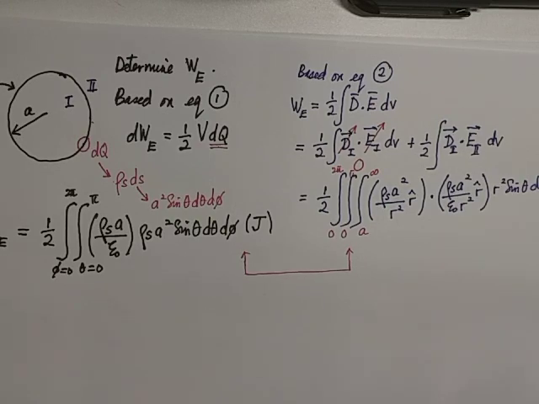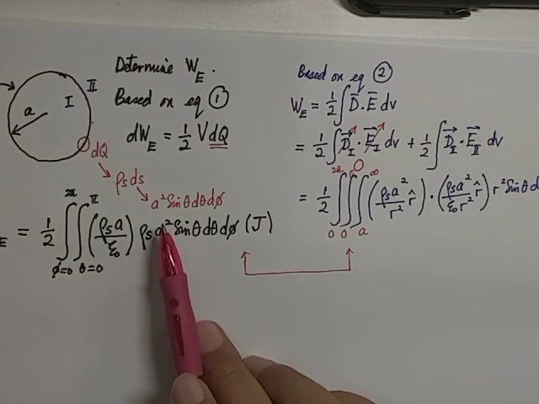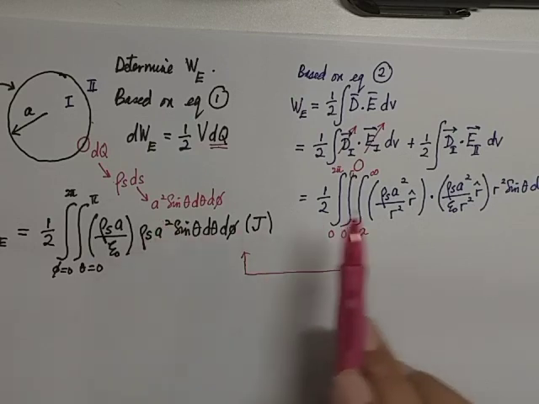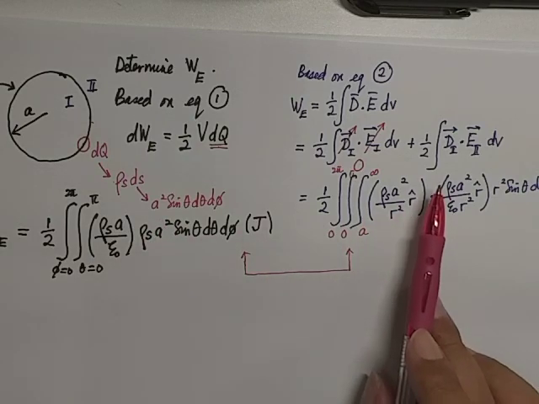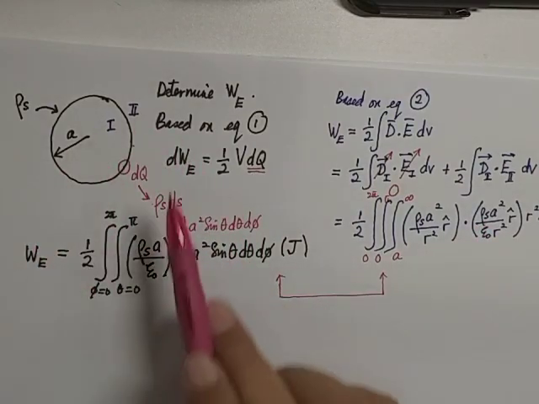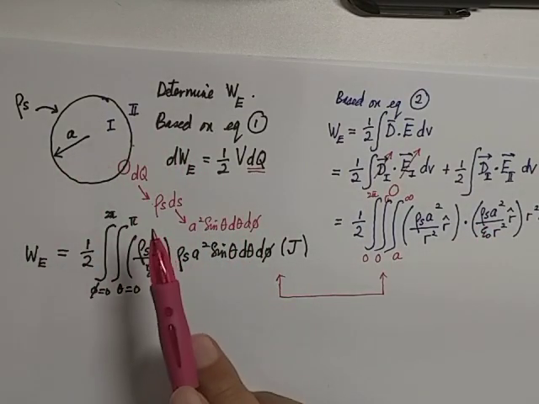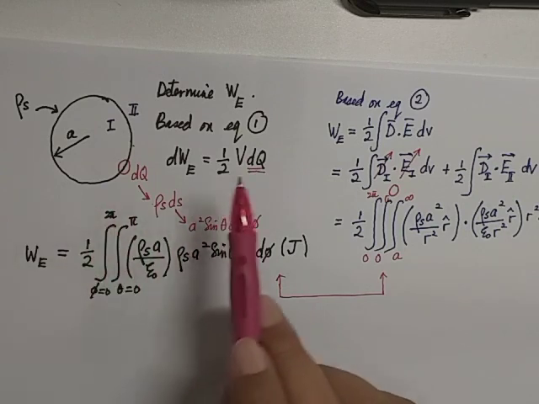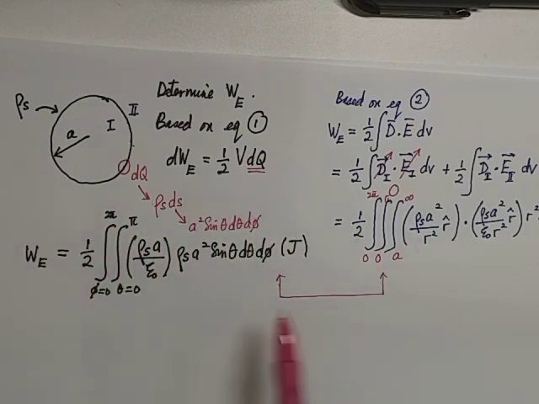So now from these examples, you can decide which method you prefer. You can use either equation number 1 or equation number 2 in order to determine how much energy is stored in any system of charge. It can be any shape, regardless, but yet the method is going to be exactly the same.